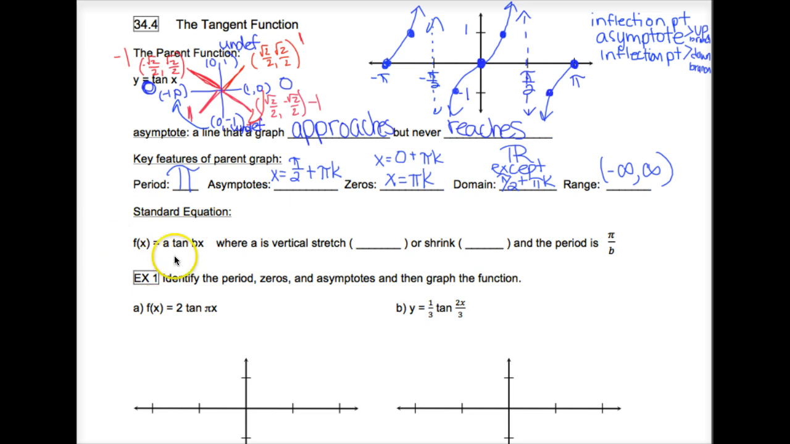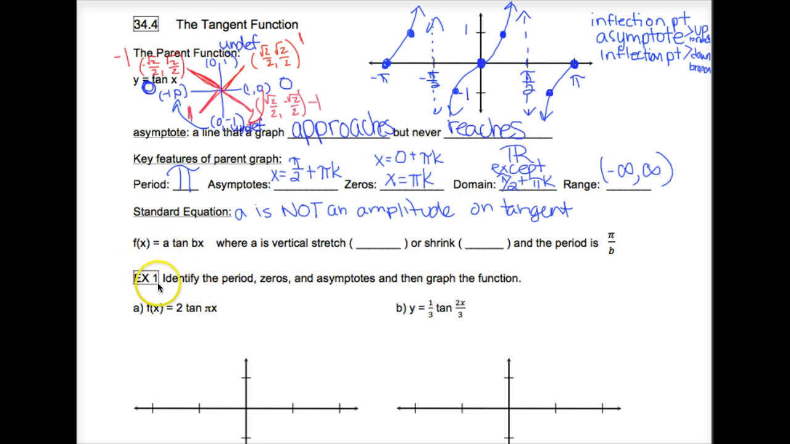Our standard equation for tangent looks much like it did for sine and cosine. You've got the a multiplied in front, the b multiplied times the x. Now, write this down. A is not an amplitude for tangent graphs. Because remember that the definition of amplitude is half the height of the function. Tangent graphs don't have a height because they go on to infinity. So there are no amplitudes on tangent graphs. If you're asked for the amplitude on a tangent graph, you should write none.